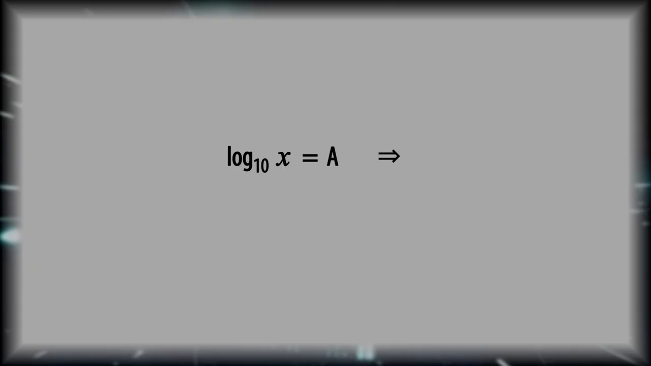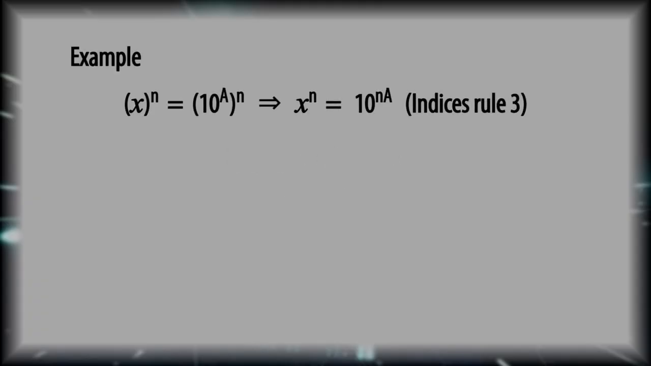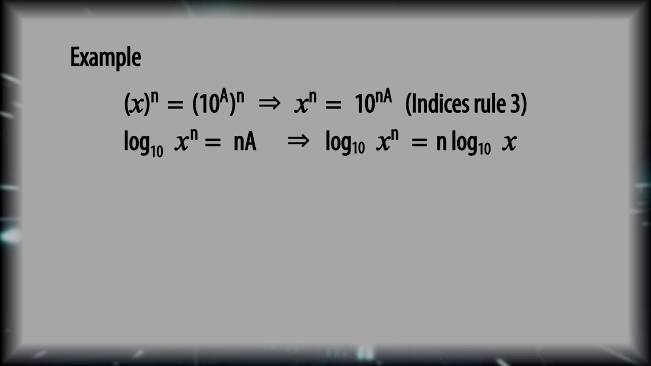Again, we are going to start with log base 10 of x is equal to a. That means that x is equal to 10 raised to the power a. We want to raise both sides of this equation to an exponent n. And when we do that, we are going to get x raised to the power n is equal to 10 to the power a all raised to the power n. Then that gives us x raised to the power n to be equal to 10 raised to the power n times a, or n a. Remember, it's one of the rules we used in indices.